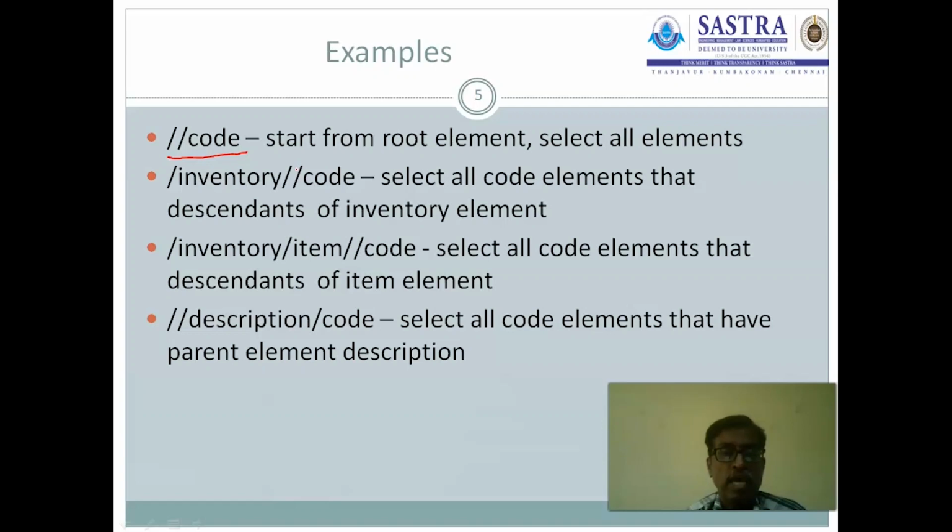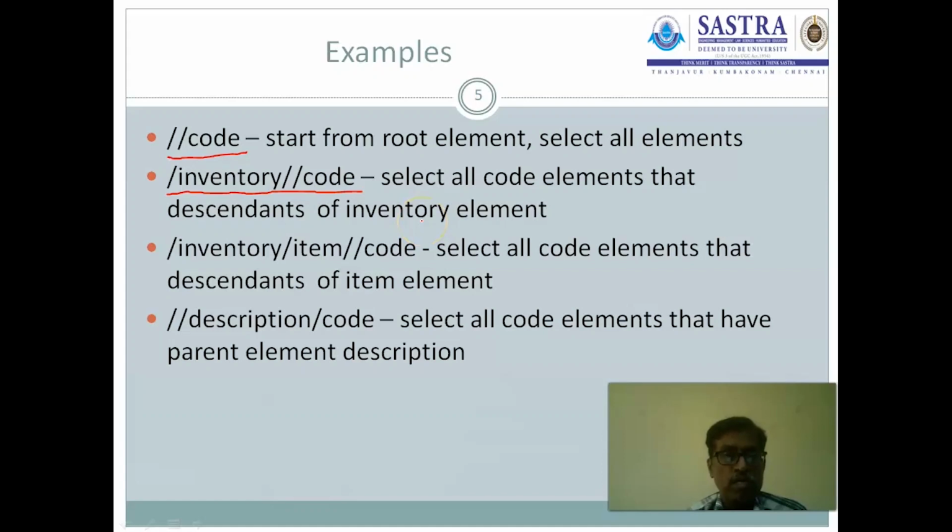And then slash inventory double slash code. Select all code elements that are descendants of the inventory element. Here in the second model, we are selecting the code. In the first level, we are selecting the code. Start from the root. Root may be anything, inventory or anything, right? Root may be anything. It won't bother about the root. It selects all code elements. In the second expression also, we are selecting all code elements.